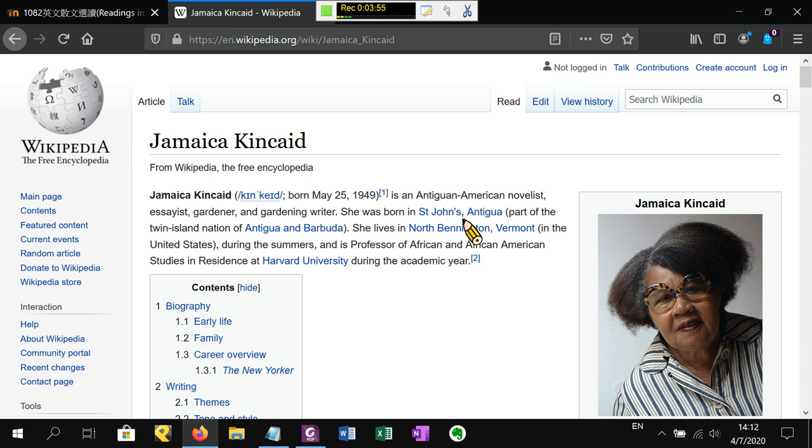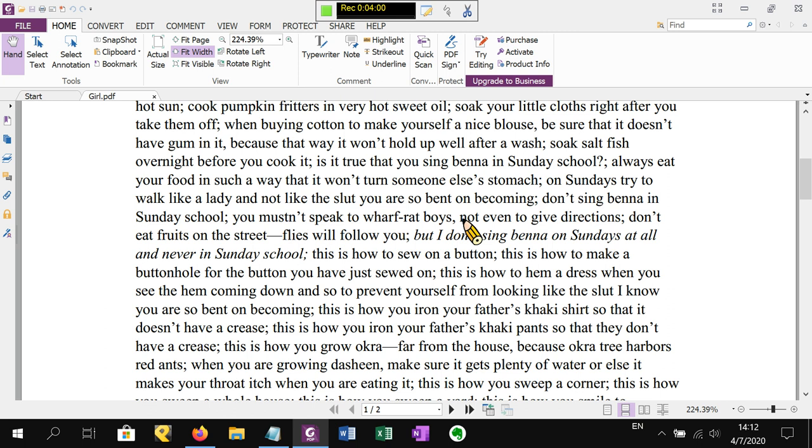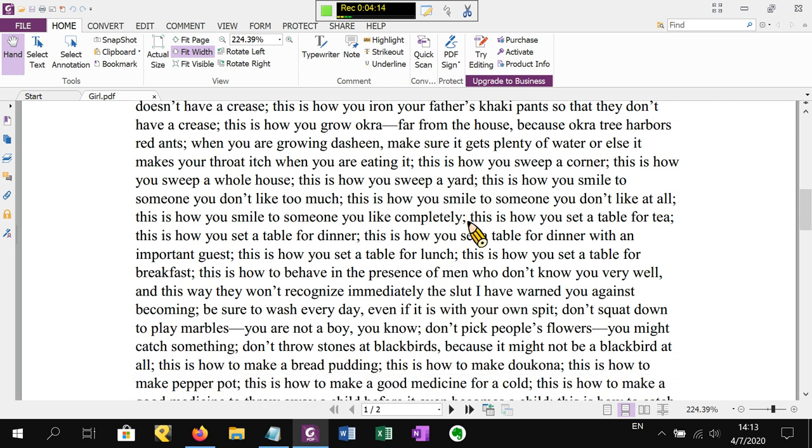And from the story we can see that this is probably the second kind of colony. They have things like Sunday school, and the mother figure doesn't want her daughter to sing Bena, which is local culture, during Sunday school. They set the table for tea. Tea is a very Western, especially British thing to eat. And the idea of setting a table is also tied up with Western European ideas of manners and civility and civilization.